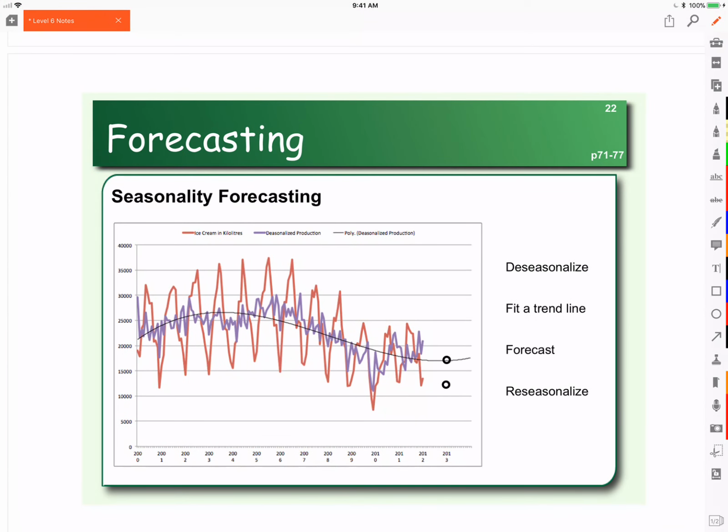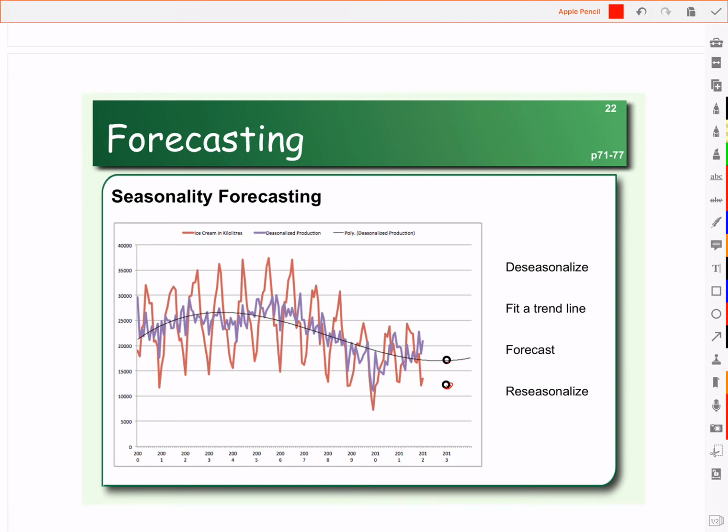So we take out the seasonal variation, we find the trend, we forecast forward, and then we figure out where we should be in terms of the seasonality and adjust above or below the trend based on that. And that's called re-seasonalizing. So we de-seasonalize and then we re-seasonalize.